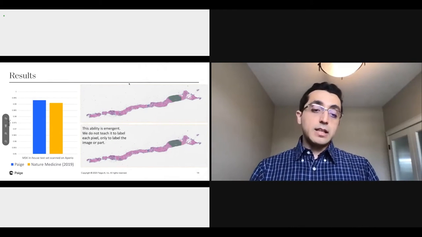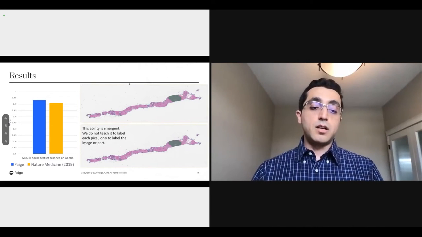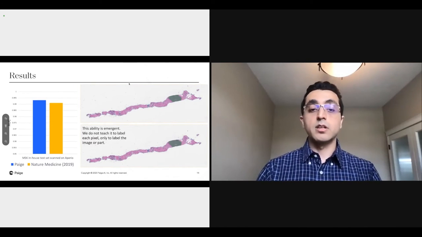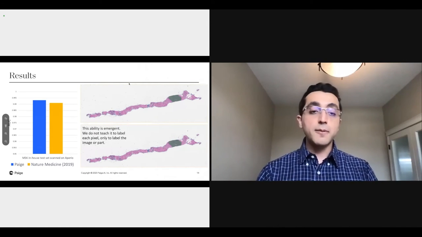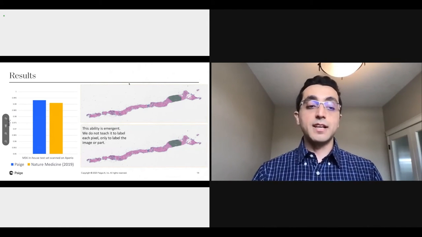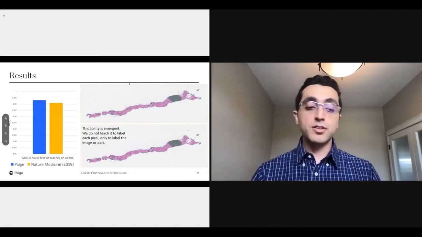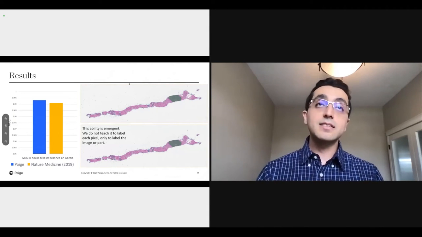So here on the left, you see the results from our paper and our improved model. The orange bar here refers to our results in the published paper. Our AUC of detection is over 99% on the MSK test data set.